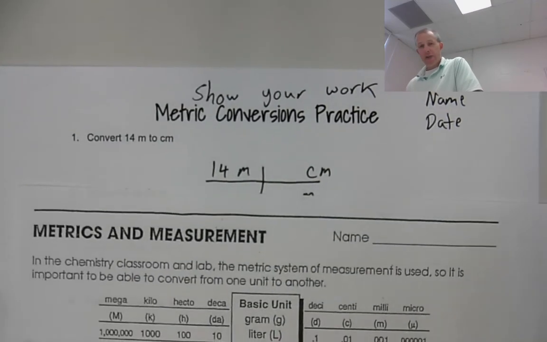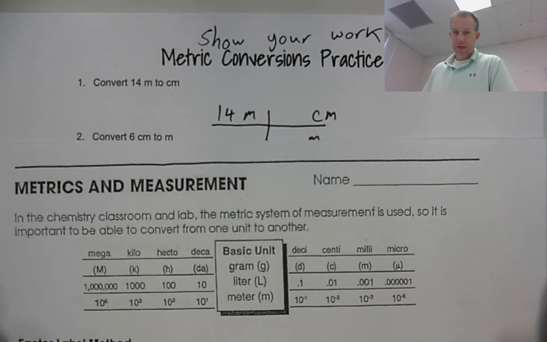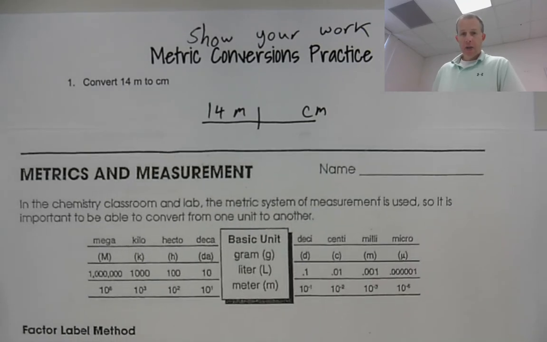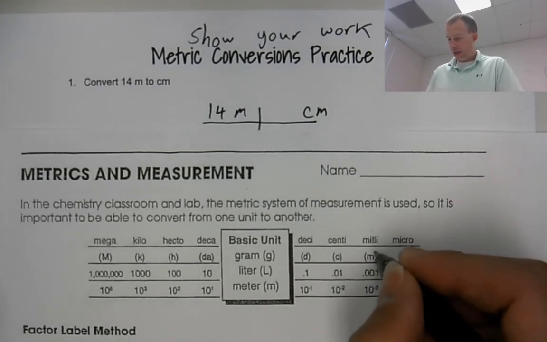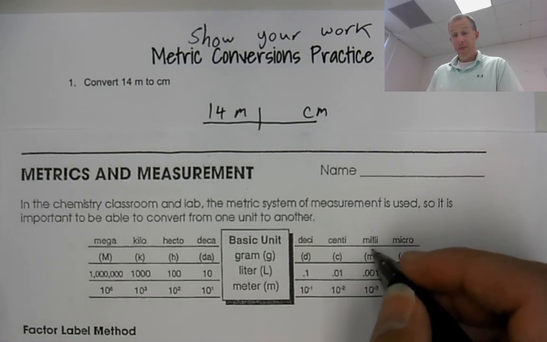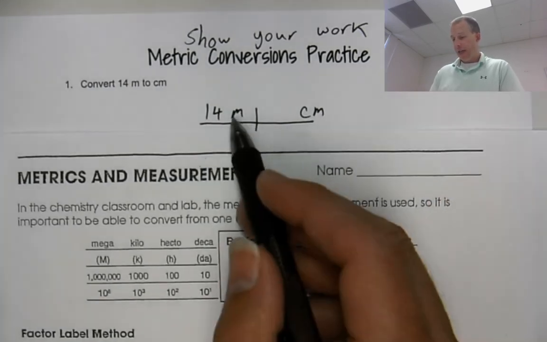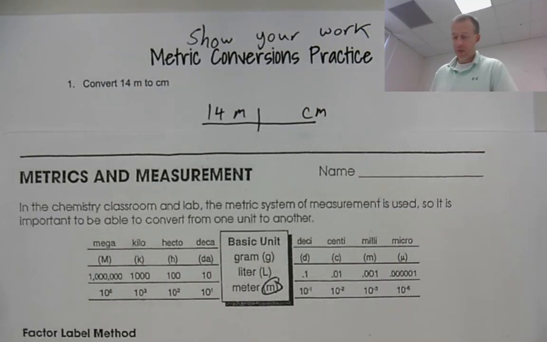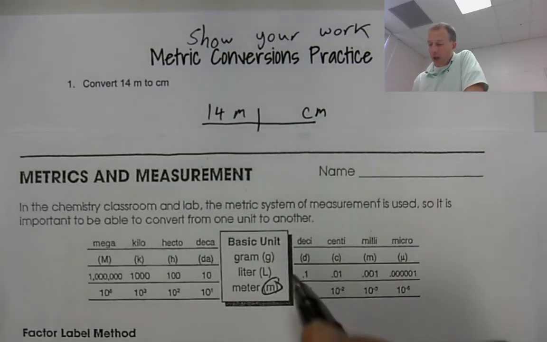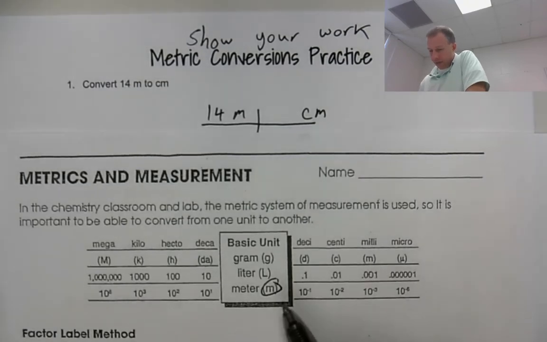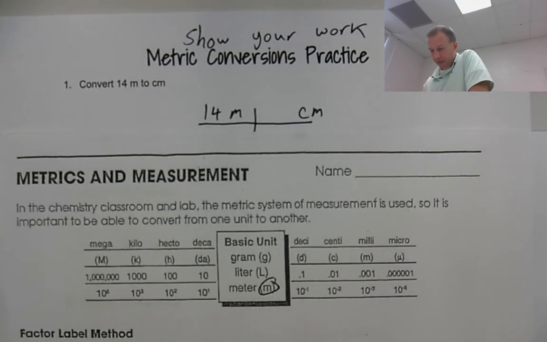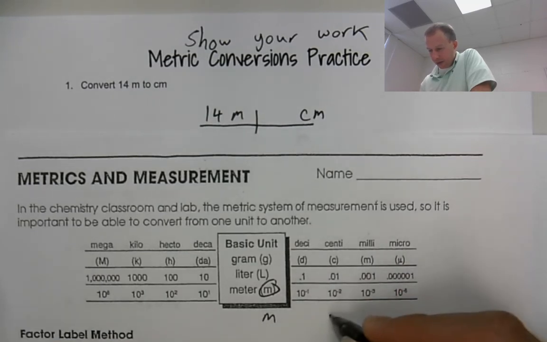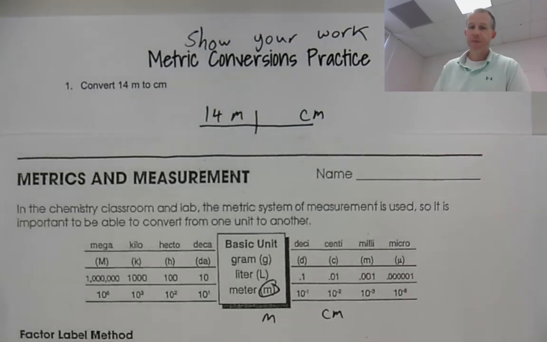Now again, the one thing I want to make sure nobody is confused about is that when you see milli like this, a lot of people think that that's just an M. Again, that is not. M by itself is the base unit of meter, so please remember that. And then you're going to convert from meter to centimeter. So centi is right here. So basically we're going meter to centimeter.